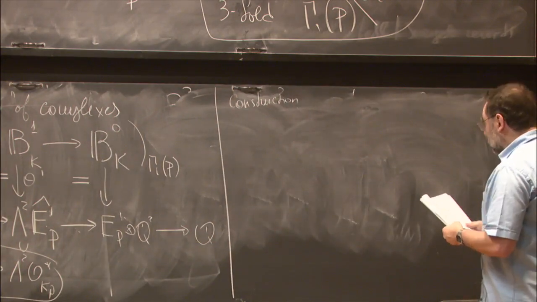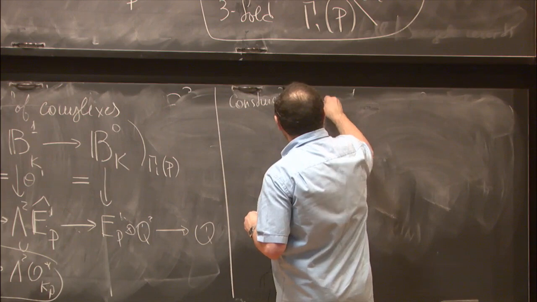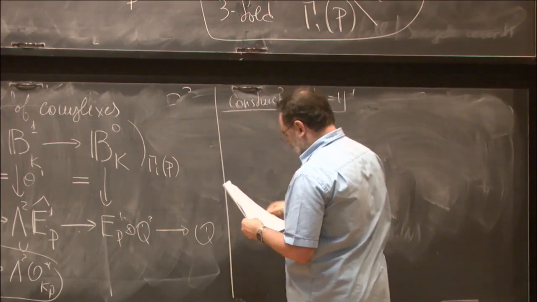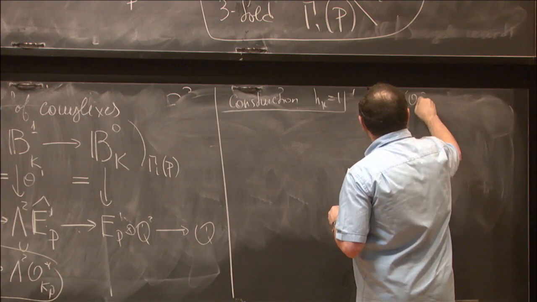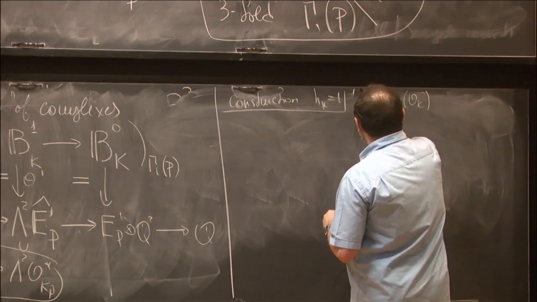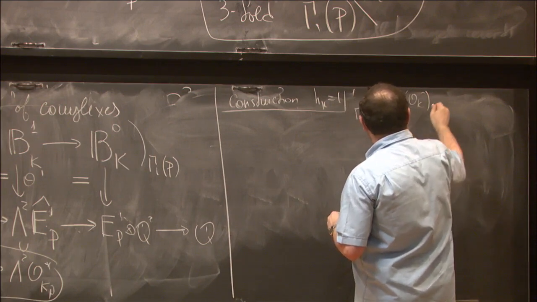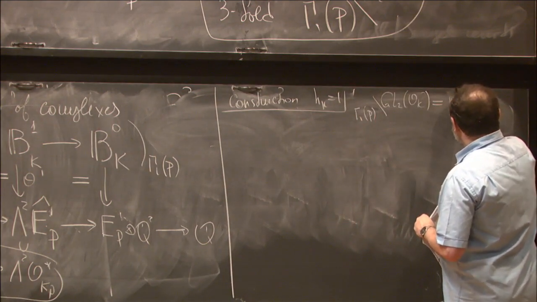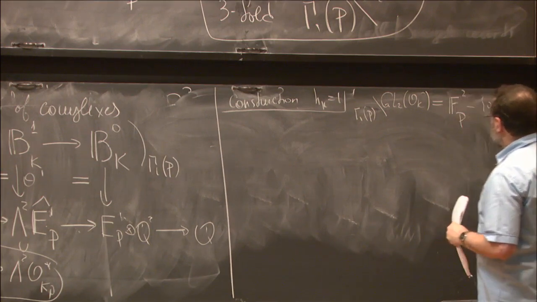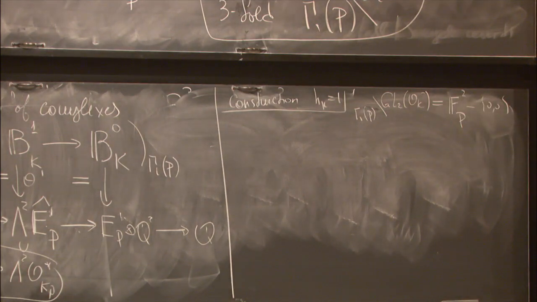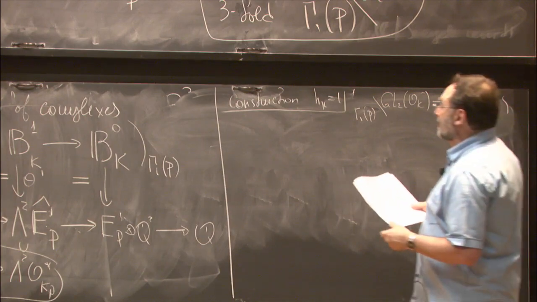Okay, so let's do the construction again. So in our case, what simplifies is the class number is 1, and therefore I can just say that if I take GL2(O_K) divided by gamma 1 of P, just like before, this is the finite field F_P squared minus 0. And then the construction goes exactly the same way.